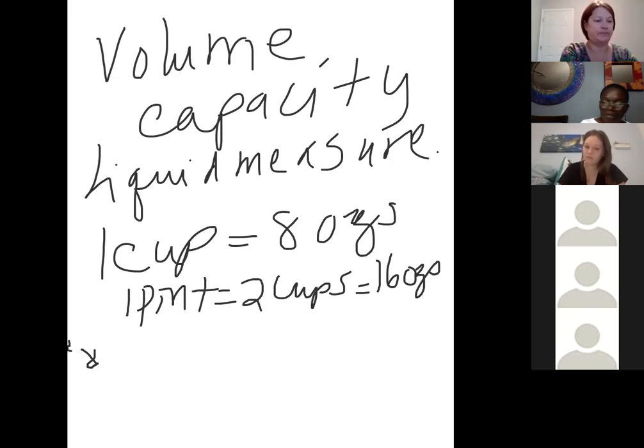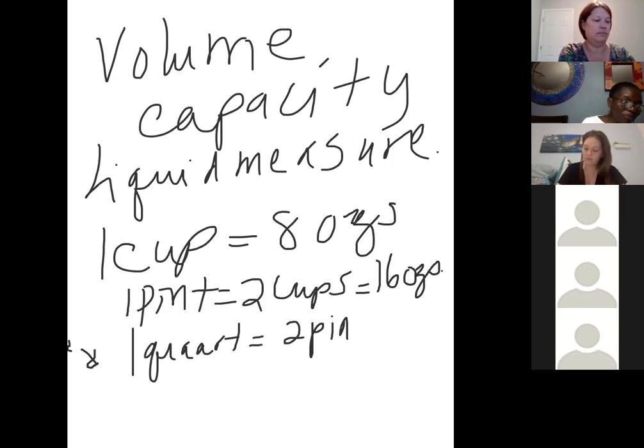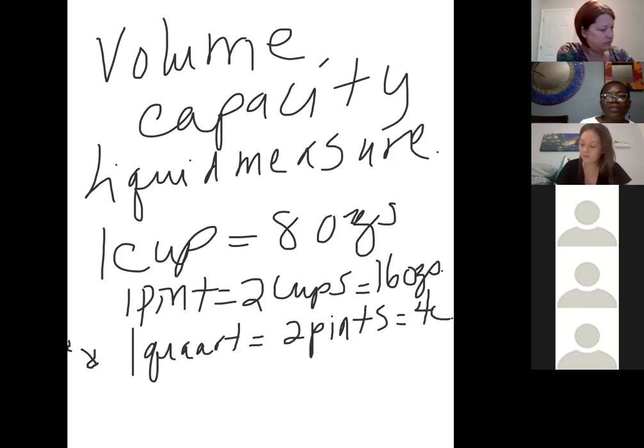All right. Next, 1 quart is exactly 2 pints. So if 1 quart is 2 pints, how many cups are in a quart, guys? How many cups? This one would be 4 cups. Yep. Okay. Now, if you wanted to go further, you can even ask how many ounces, but we're not going to do all of that.